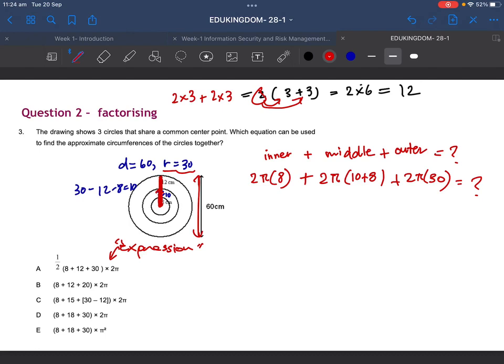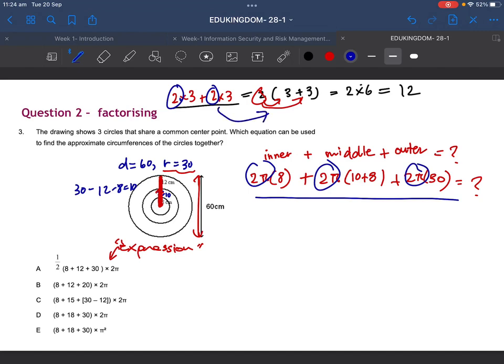So using this identity, right, I can actually use this. And this is in the same format as this equation right here, because we have a common number or common term here, which is 2 pi. And actually, I can convert that to 2 on the outside and bracket 3 plus 3.